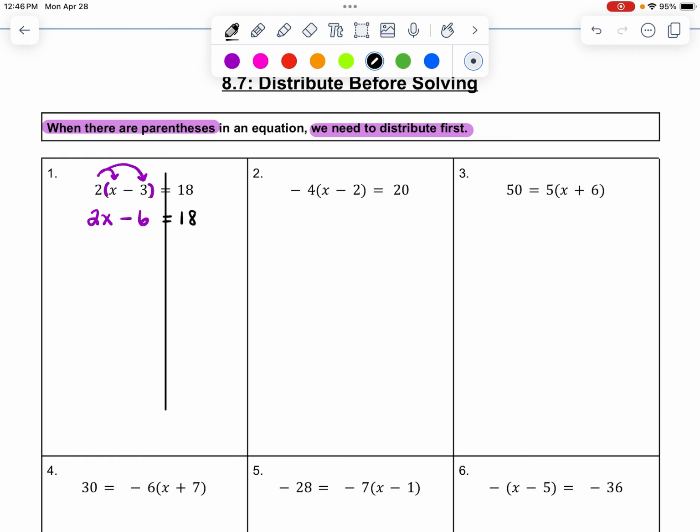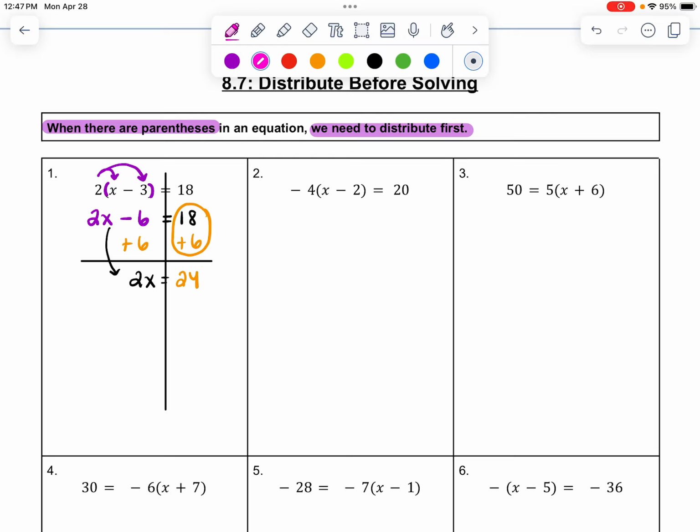Now we're going to use our solving skills. Remember, we always start by reversing the number that is farthest away from x. So we're going to add 6 on both sides of this equation. When we do that, 18 plus 6 is 24. And on the other side, we drop down the 2x.